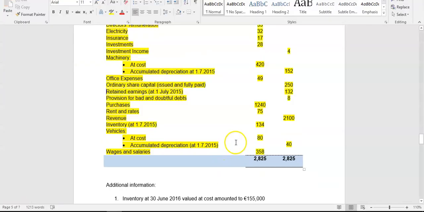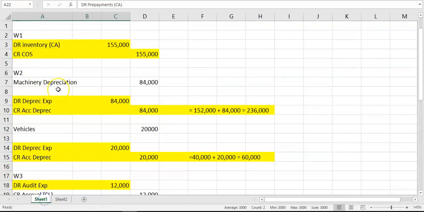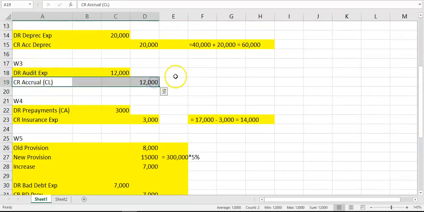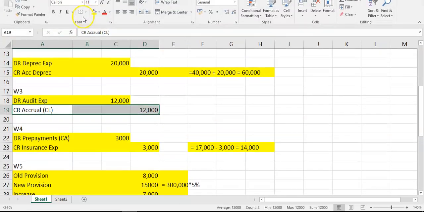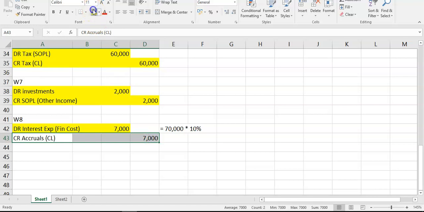Now, we've all our trial balance done. We've all of those highlighted, so we have them in the correct places. But we have to figure out then if we have anything else left out. We've left out the accrual for audit. So it's the audit accrual. That's 12,000 we're going to slot in. And we've left out the tax accrual for 60. And we've left out the interest accrual for 7. So see the way you can easily leave out a couple of things if you don't have that approach of ticking off as you put them in.